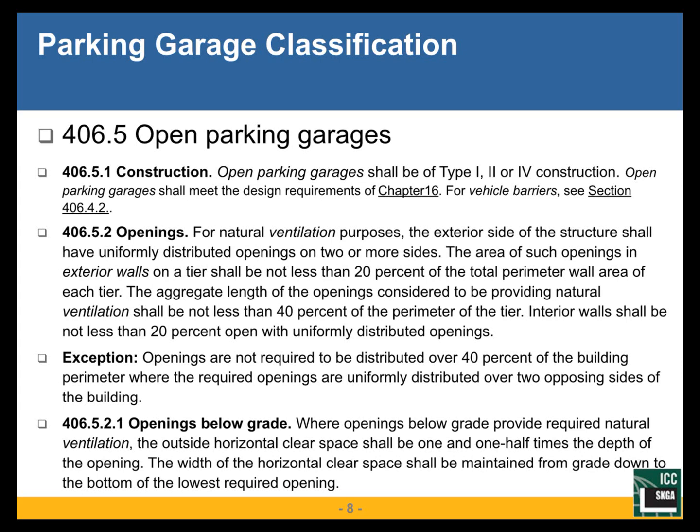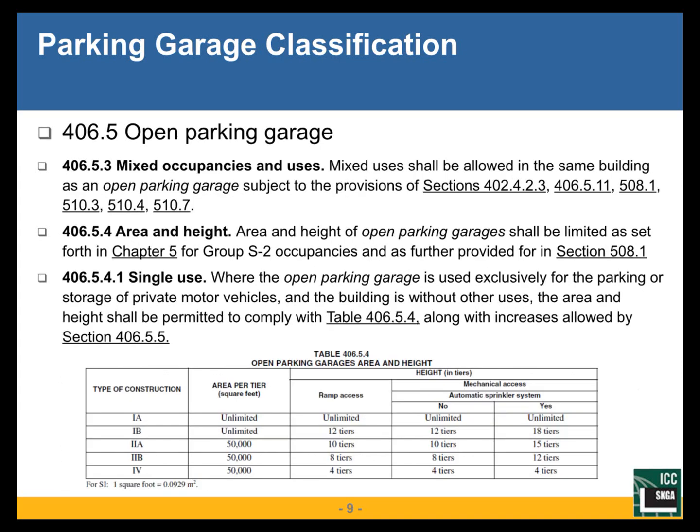Where there are openings below grade, it is required to provide natural ventilation with the outside horizontal clear space not less than 1.5 times the depth of the opening. So it gives us an idea that if we have a light well, it has to be wide enough to actually function for ventilation. Section 406.5.3 addresses and points to provisions for mixed uses. Not every parking garage is only for parking. So the mixed use sections are cited in the slide to go and check for specific requirements for the specific applications.